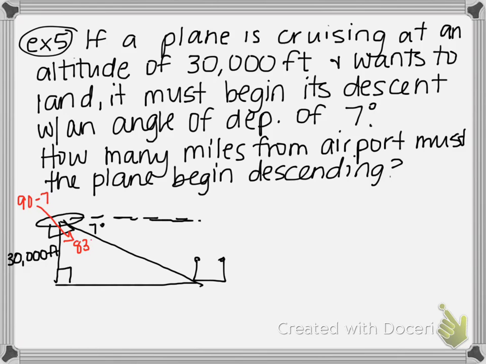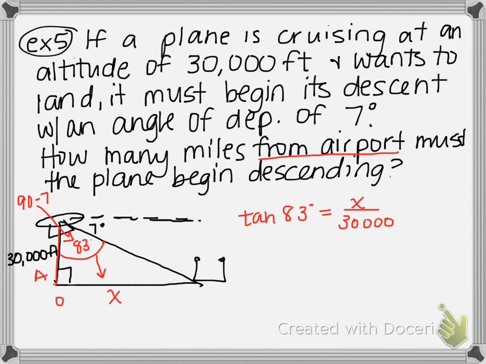And we want to know how many miles from the airport the plane must begin to descend. So from the airport means horizontal distance. We want to know x. So from this angle we have the opposite and the adjacent, so we're going to use tangent of 83 degrees equals x over 30,000 feet.